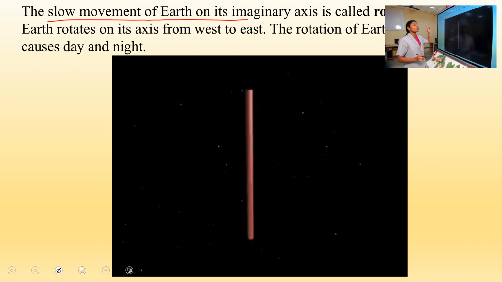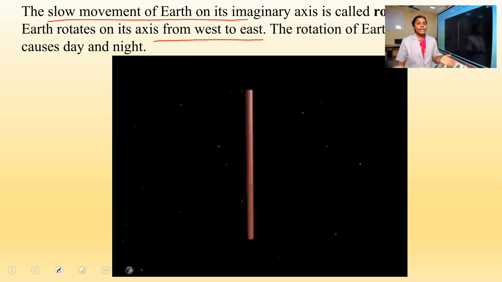Now, the earth rotates on its axis from west to east. As the earth is rotating on its axis, it is moving from west to east. This is the reason why we consider that the sun rises in the east and sets in the west. So the rotation of the earth causes day and night. We have learned this.